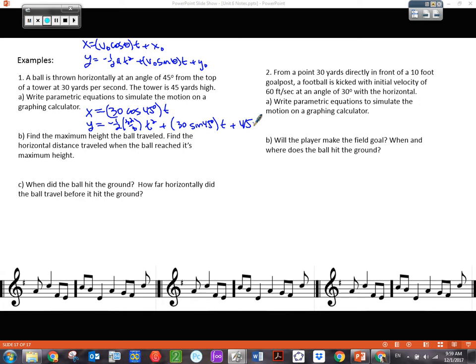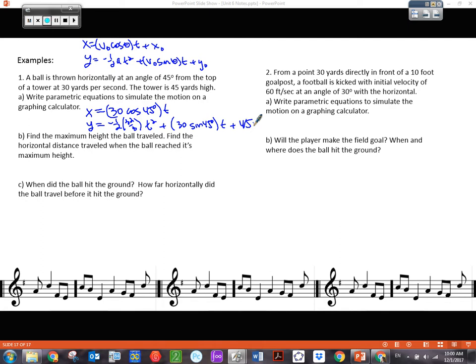A is acceleration due to gravity, so it's just a number you have to memorize. If it's in meters, it's 9.8, and if it's in feet, it's 32. So you just have to memorize those two numbers for A. Okay? Anything else on those?